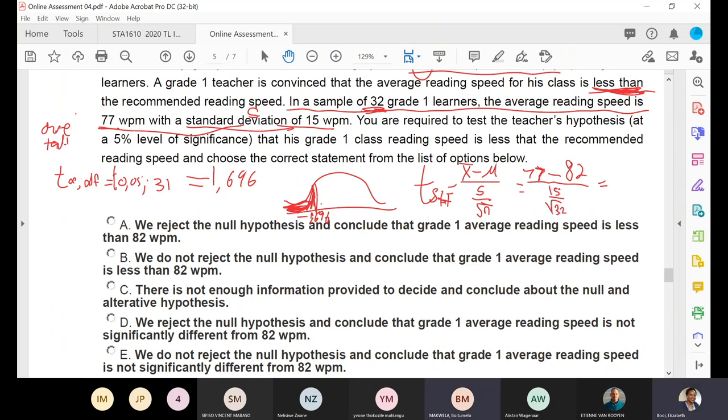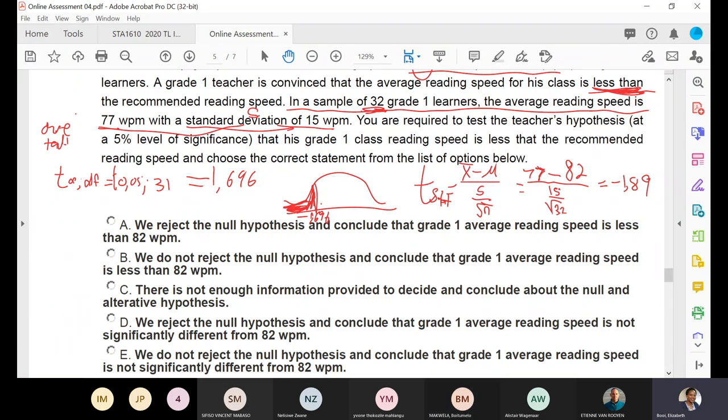What do you get? Minus 1.8856. Let's keep it to 2 decimals. So minus 1.89, yes? Yes, to 2 decimals.